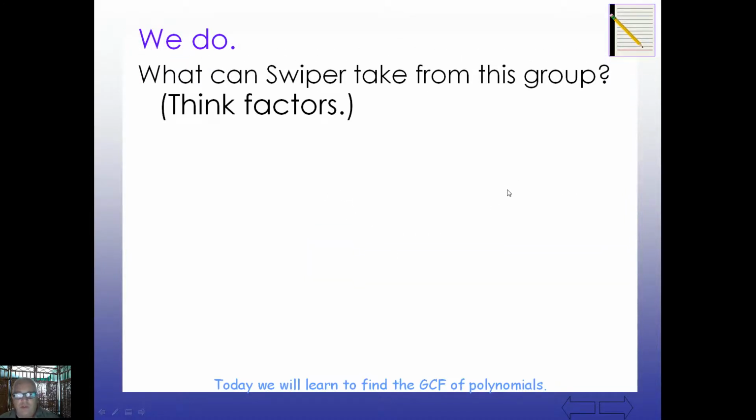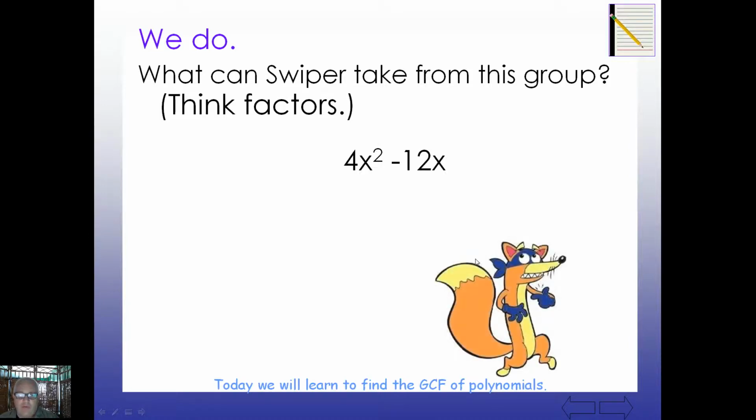Alright, let's do this one together. Go ahead and add this one into your notes. What can Swiper take from this group? 4x squared minus 12x. Well, look at the coefficients there, 4 and negative 12. Do you see they have a common factor of 4? And what else do both of these pieces have in common? Well, it looks like they have an x there as well.